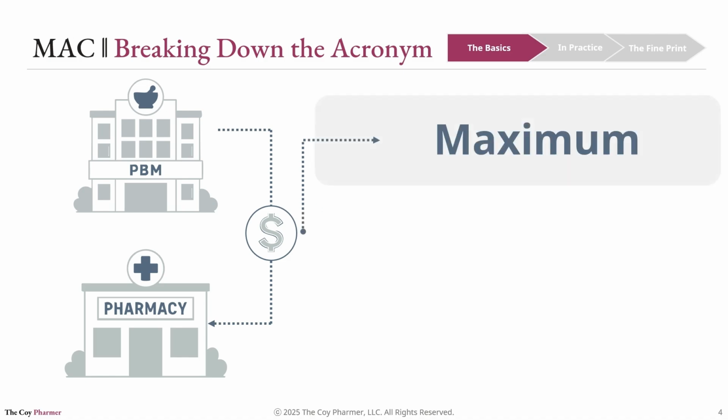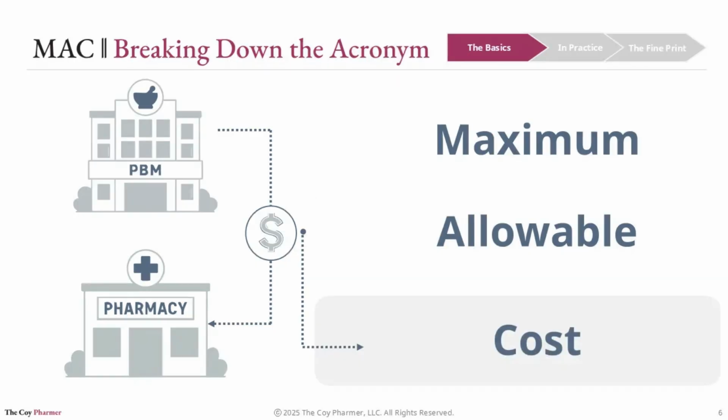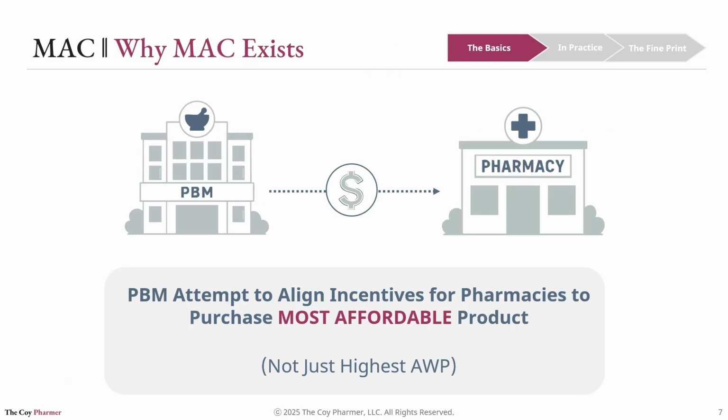MAC stands for Maximum Allowable Cost. The MAC price is the price that the PBMs are reimbursing the pharmacies for generic products. MAC is fundamentally derived as a mechanism for PBMs to attempt to align incentives for pharmacies to purchase the most affordable product and to avoid incenting them to purchase the products with the highest AWP. And we'll talk a little bit about why that matters as we start to talk about MAC in practice.